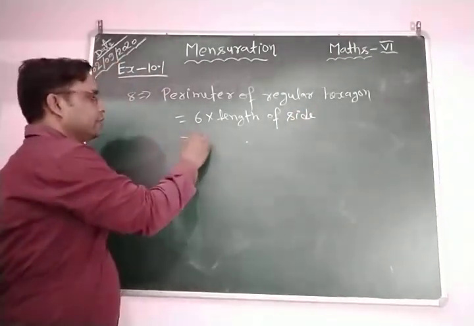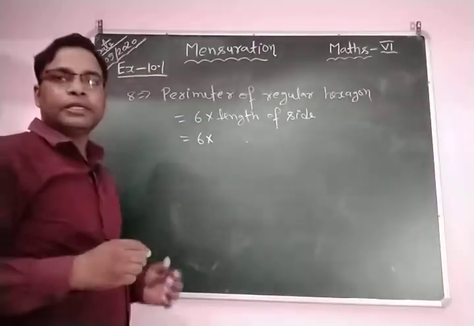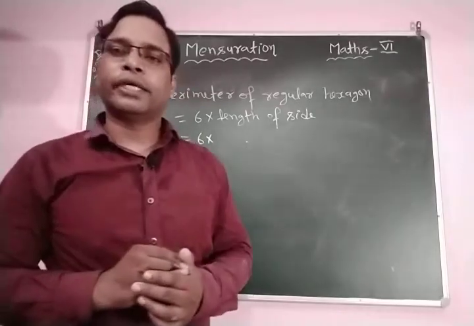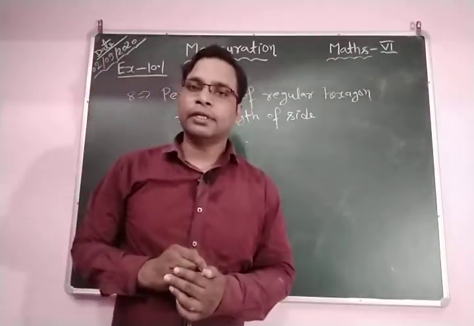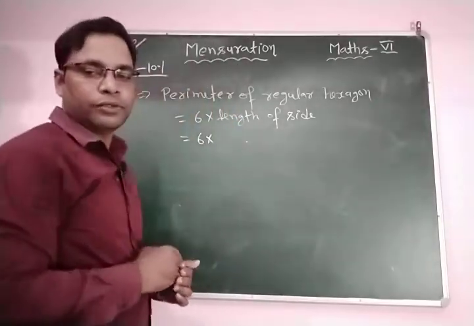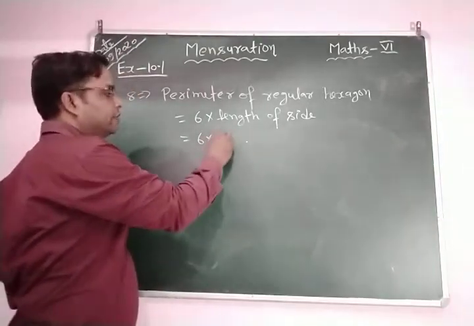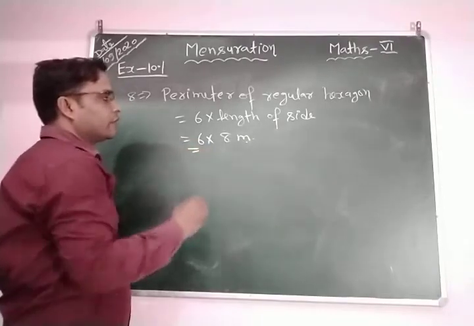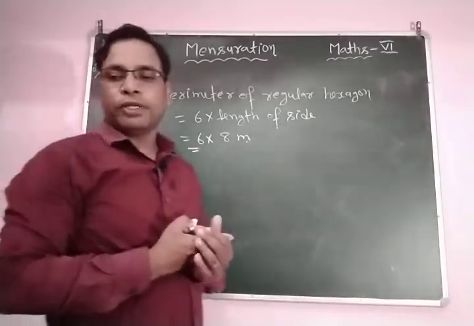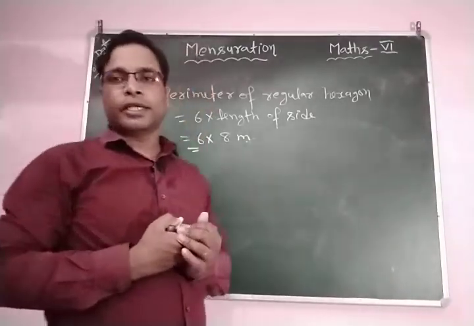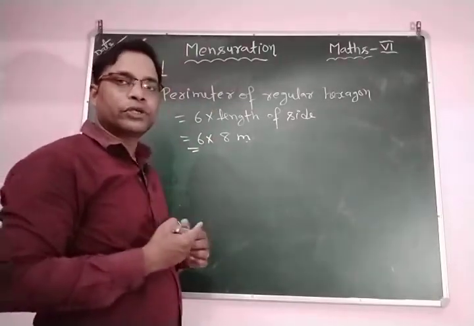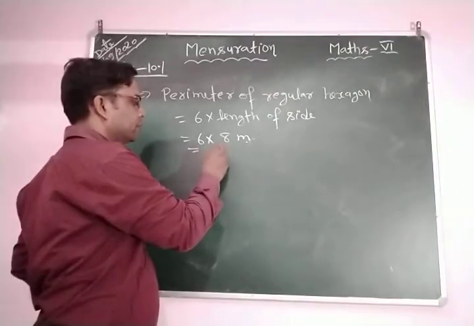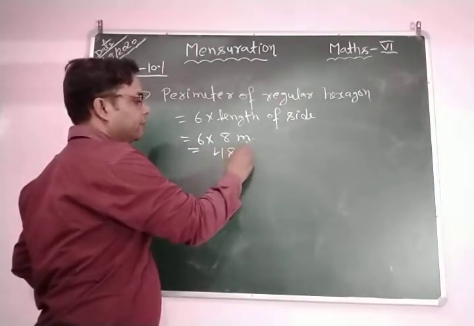Here, the length of the side is given as 8 centimeter. In your questions you can see the length of side of the regular hexagon is given, sorry, 8 meter. So what is the perimeter of the regular hexagon? 6 into 8 is equal to 48 meters.